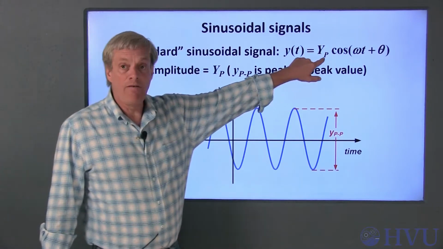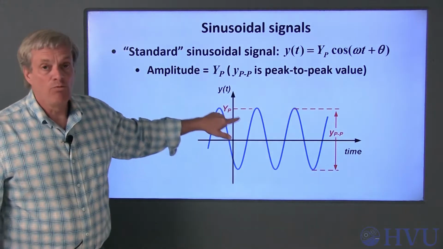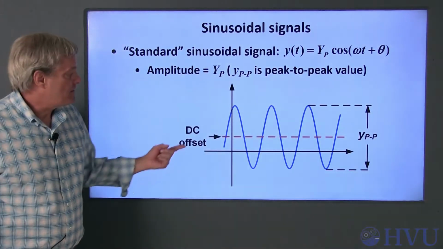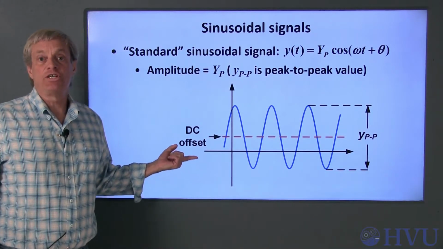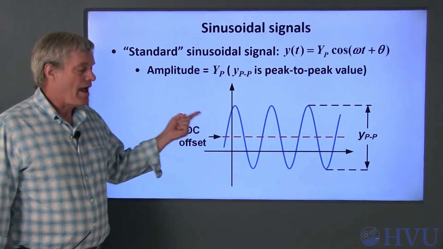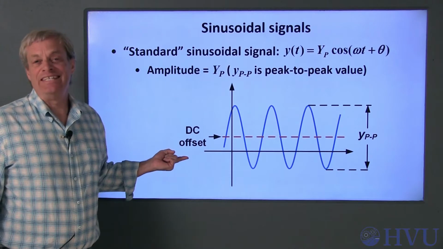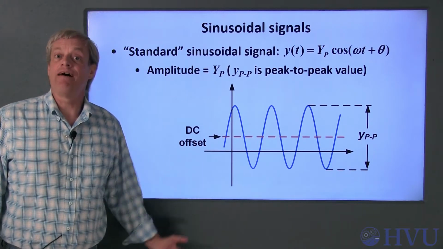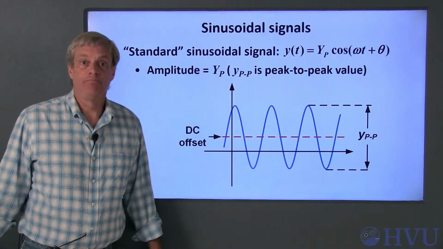For a sinusoid of this form, y sub p will be 1/2 of y peak to peak. In other cases, where the average value of the function is not 0, this won't be true. A non-zero average value is called a DC offset. For now, we'll be working with sinusoids that have 0 DC offset.